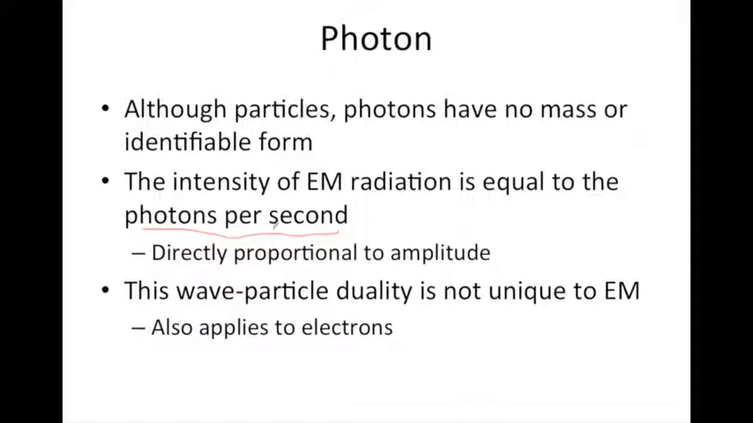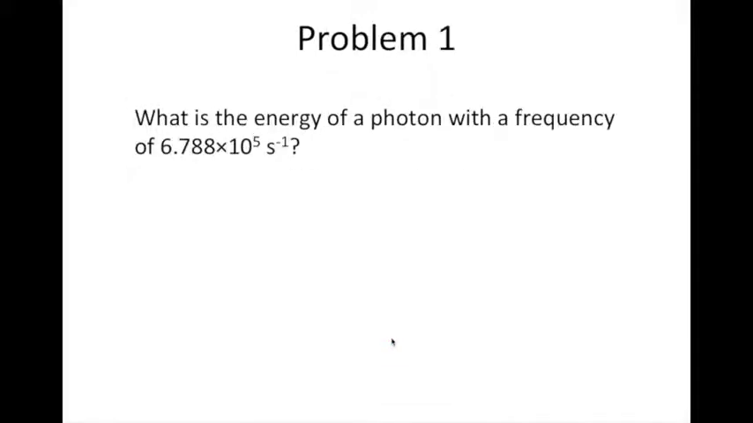So light can be thought of as having properties of both waves and particles. And the reason we study this in chemistry is because this wave-particle duality not only applies to energy, but it also applies to electrons, as we'll see later. So these are very important things to have a good understanding of.